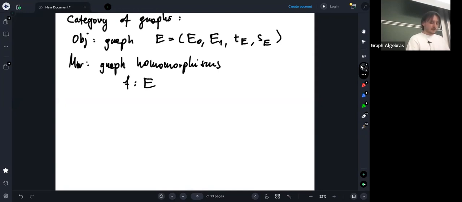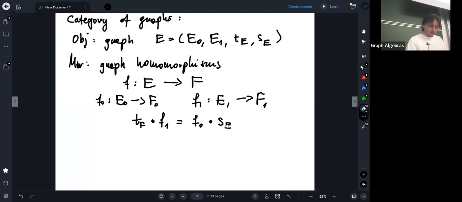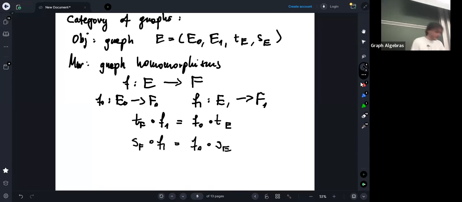So a map between two graphs is actually a pair of set-theoretic maps, such that the only additional structure that we have, the source and target maps, is compatible with it. So if I start with the target, these are two conditions. One is for the source and one is for the target. And they're exactly the same.